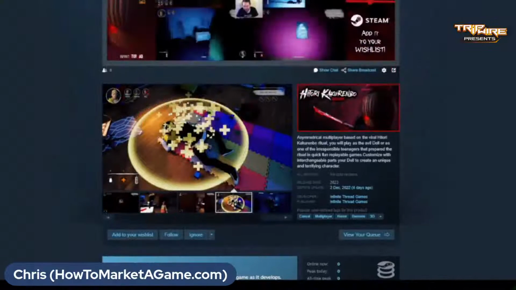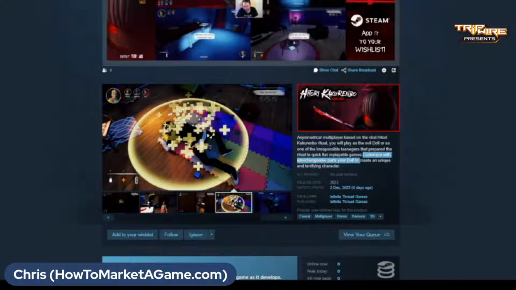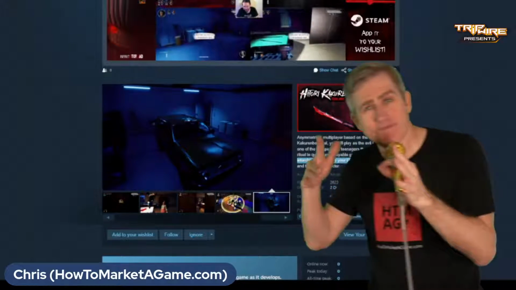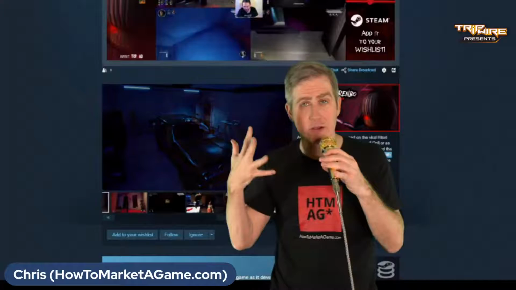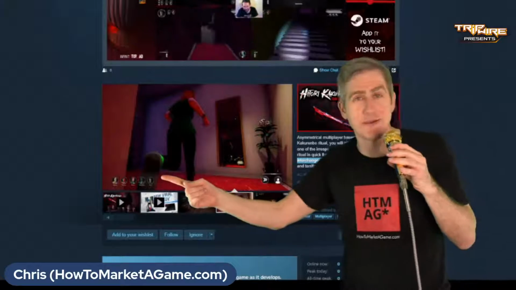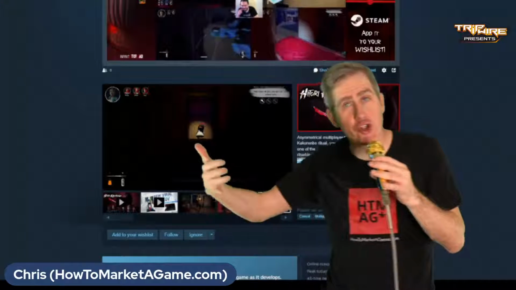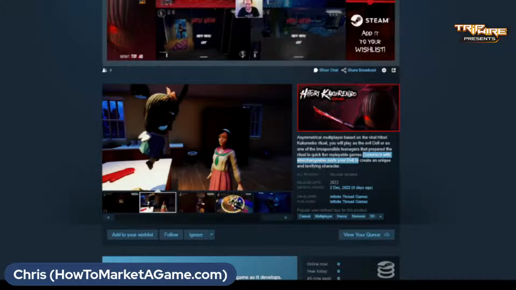Okay, now one other thing I saw in here: "customize with interchangeable parts your doll." There's a little text change in there, a typo, to improve the grammar. But this sounds cool. I can customize the doll. I should see a screenshot of customizing the doll. That would be something cool, just to see the body parts getting snapped in. Put that in there. Your screenshots should show off what the game is. Like, what is it?